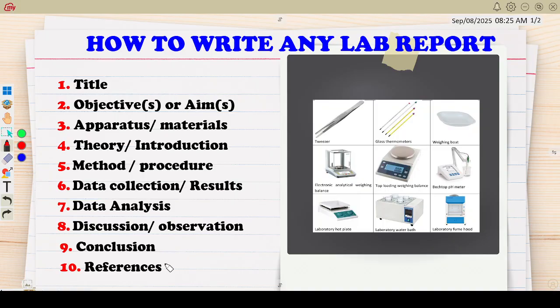Remember I said use what is told. The famous one is Harvard referencing style. So you write the references according to how you are taught. So this is basically how you write any lab report.